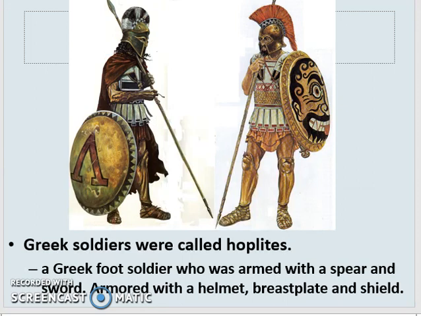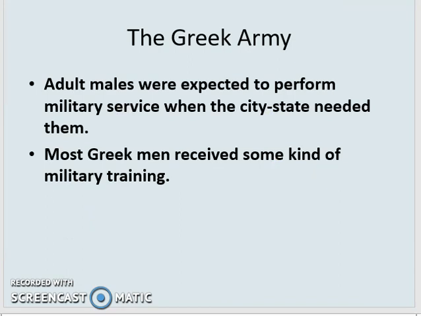Greek soldiers were called hoplites, a Greek foot soldier who was armed with a spear and a sword, armored with a helmet, breastplate, and shield. So the Athenians, and we will see soon as well, the Spartans, are going to be much more organized. They're all going to have the same type of weaponry, the same armor. They're going to be familiar with fighting with one another. So they have an advantage there against the Persians, not to mention their home field advantage.